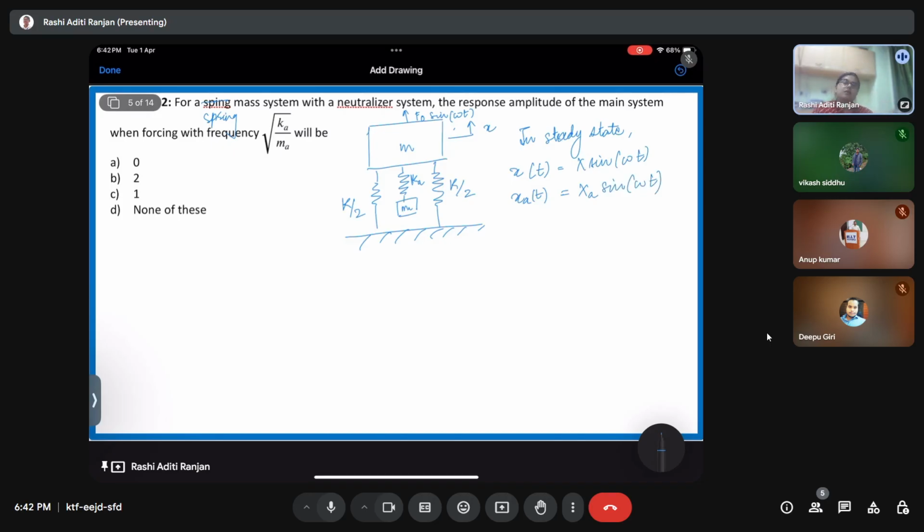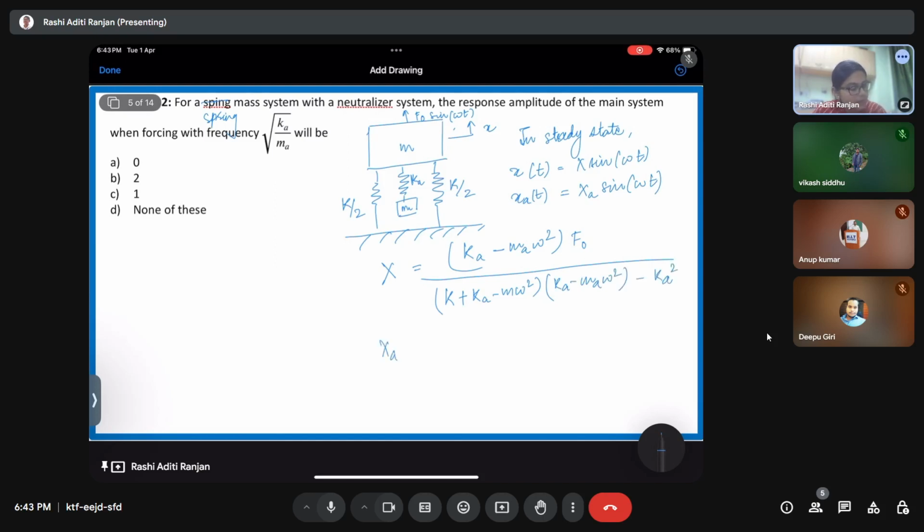Now, usually this kind of system is discussed in the books of mechanical vibration, so I will not get into how we solve it. I'll just write the final value of capital X and capital Xa. Okay, so capital X comes out to be (Ka minus Ma omega square) F naught divided by (K plus Ka minus M omega square) into (Ka minus Ma omega square) minus Ka square.